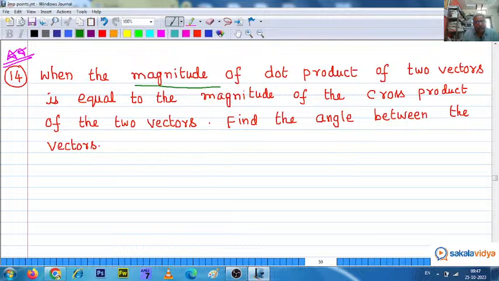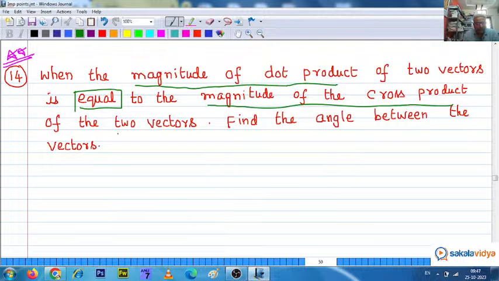The magnitude of the dot product of two vectors is equal to the magnitude of the cross product of the two vectors. Find the angle between the vectors. Here, the magnitude of the dot product of two vectors is equal to the magnitude of the cross product of the two vectors. Then what will be the angle between them? The angle we need to find out.